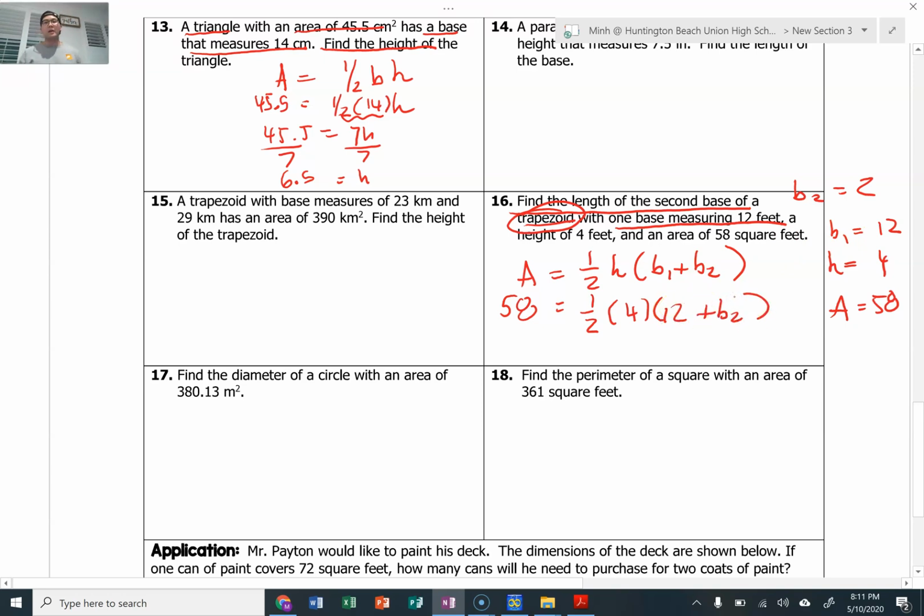All right, don't make this complicated. Clean things up. So when I clean this up, that's going to be 58 is equal to 2 times 12 plus B2. You can do it two ways, right? You can distribute, but since it's multiplying, I'm just going to divide both the left and right side by 2. So 58 divided by 2 is 29 is equal to 12 plus B2. Okay, because these are going to cross out, obviously. And the last thing is you're going to subtract 12 on both sides. So B2 is equal to 17.